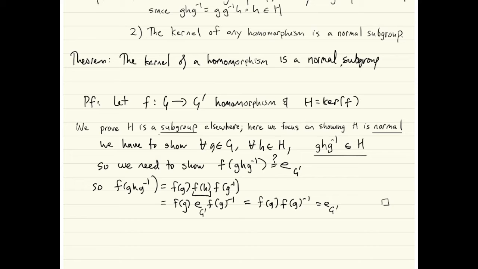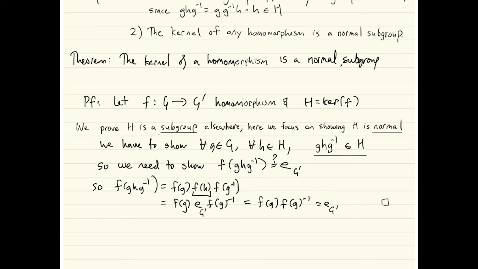So we have to show that for every g in G, every h in H, this conjugation, this ghg inverse, lands back inside H. Now, H is the kernel, and that means the set of elements of the group G that f sends to the identity. So to show ghg inverse is in H, we have to show that f sends ghg inverse to the identity element of G prime.